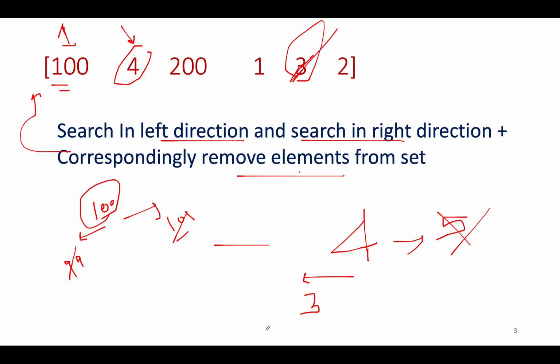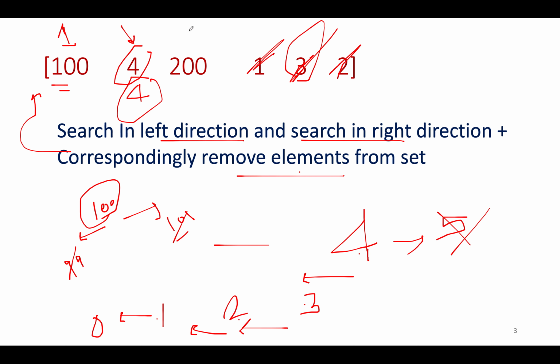So 3 is gone, and then I'll search for 2. 2 also exists in the set. I'll delete it. Next I have 1. 1 does exist in the set. I'll delete it. And next I'll look for 0. 0 doesn't exist in the set. I'll stop my process. Now I have the count of the longest consecutive sequence that contains 4, which is 1, 2, 3 and 4. So the answer becomes 4.